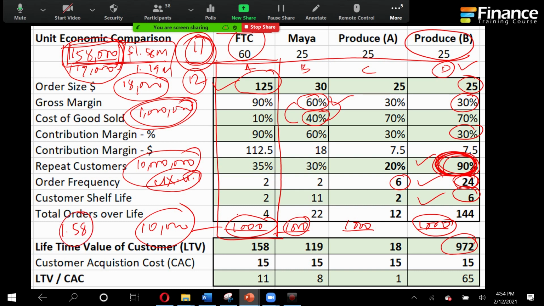But if by the same act of God I could grow these 1,000 customers on D, on Produce B, to 10,000, I would have a business worth $10 million.